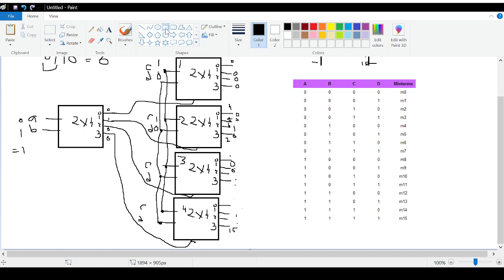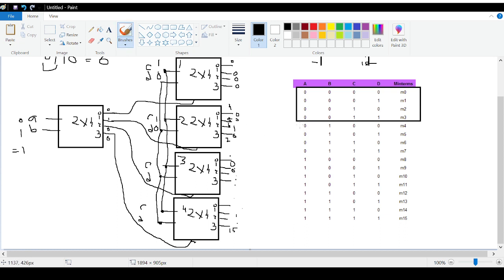So if you look at the truth table for a 4 variable, you will see that, let's say CD is 0 0, 0 1, 1 0, 1 1 here. For this combination, the output will be from 0 to 3. So for 0, 1, 2, 3, CD has this combination, and AB is fixed. AB is 0 0.